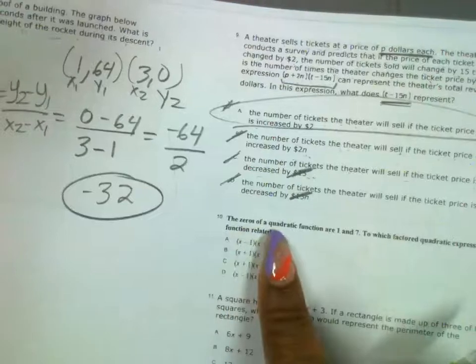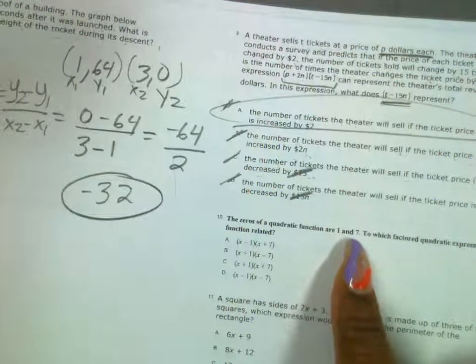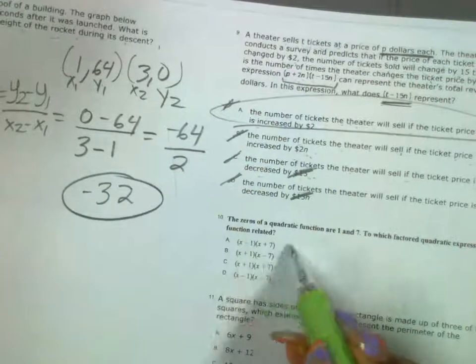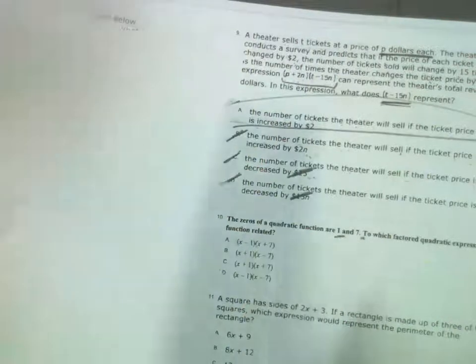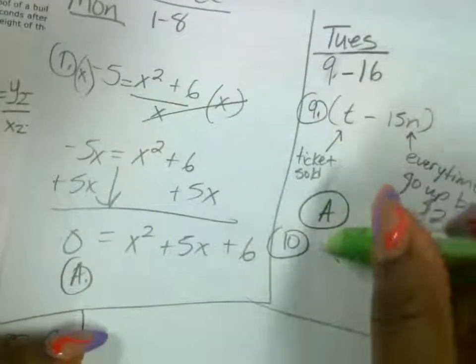All right, so let's look at 10. The zeros of this quadratic function are 1 and 7. Okay, so to which factor expression? So if I set these equal to 0, which one is going to give me a positive 1 and a positive 7? All right, so the first one, A, if I set these equal to 0, let me go ahead and write it out.